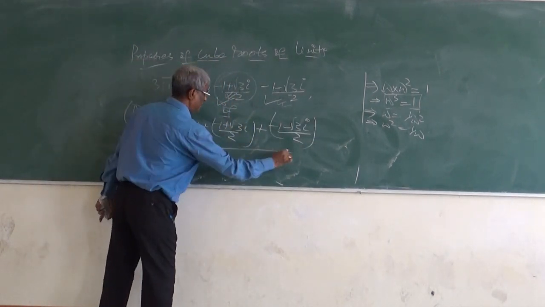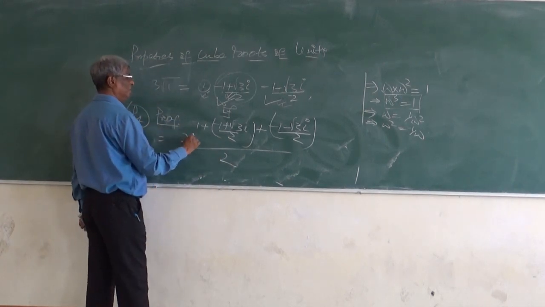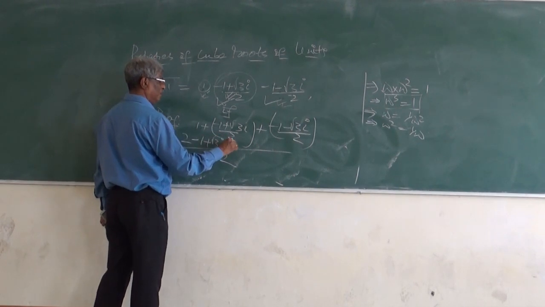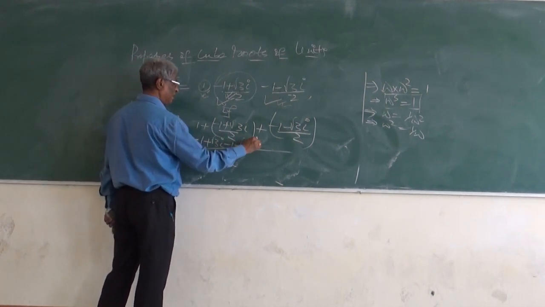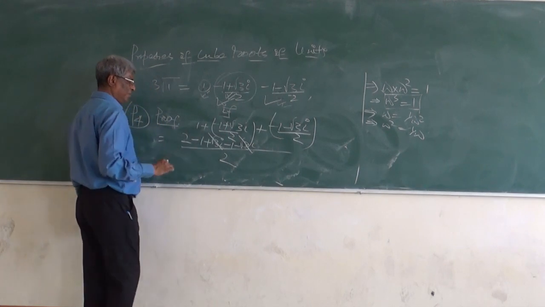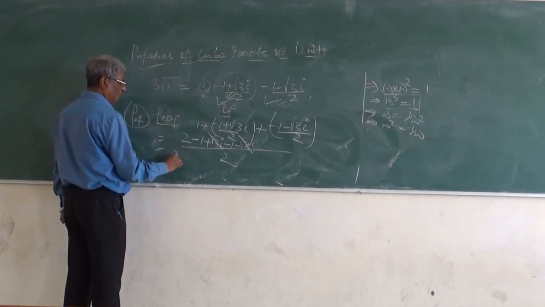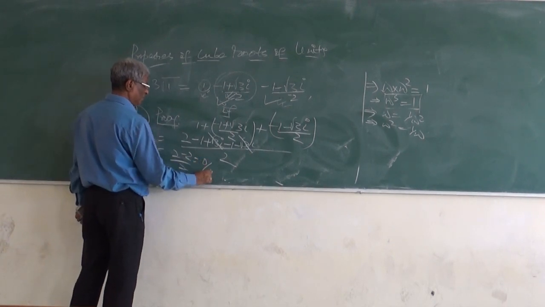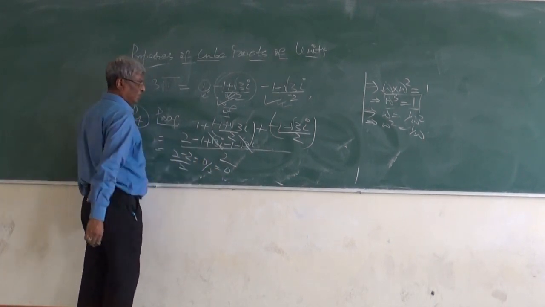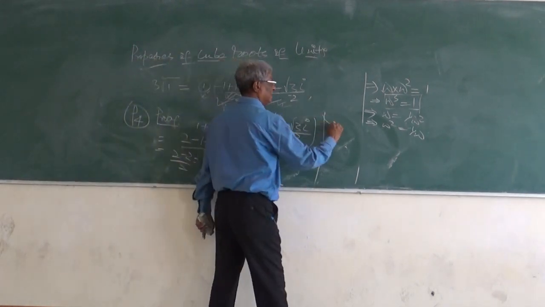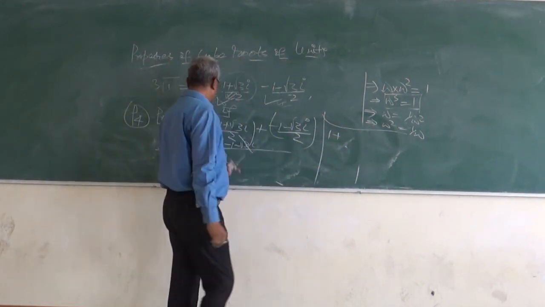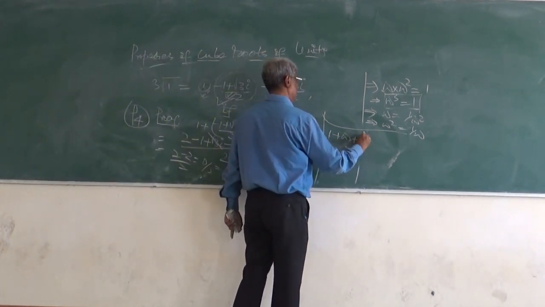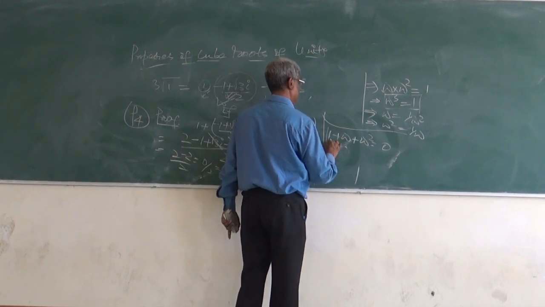Finally, the LCM will be 2. Here will be 2. This will be minus 1 plus root 3 iota minus 1 minus root 3 iota. This minus root 3 iota plus root 3 iota will be cancelled. This will be 2 minus 1 minus 1, that is 0, divided by 2. 0 upon 2 will be equal to 0. This is 1, this is omega, this is omega square, so 1 plus omega plus omega square equal to 0.